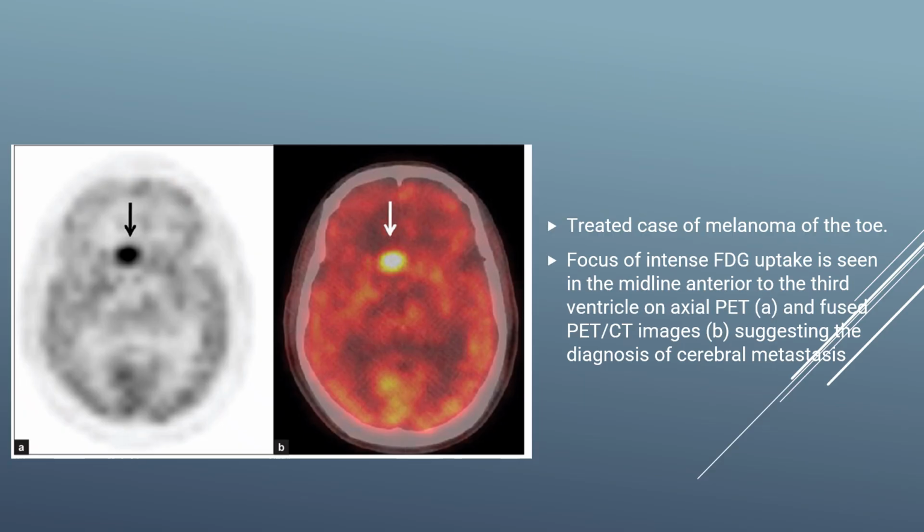And so this is an example here in these images of a patient who had melanoma of the toe. Melanoma is known for spreading to the brain. Typically with FDG scans for melanoma, we scan from vertex to toes because it has a high likelihood of metastasizing to weird areas, especially the brain. In this example, there's focal increased FDG uptake in the midline anterior to the third ventricle where that arrow is pointing. And image A is the PET by itself, and image B is the PET-CT fused images. So this is a patient with cerebral metastases.